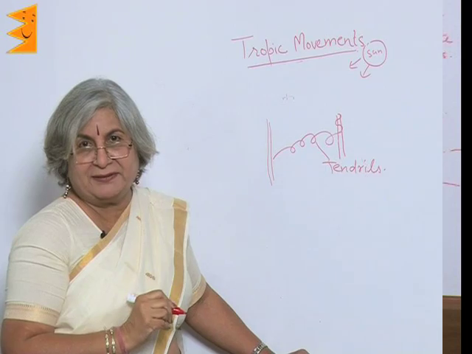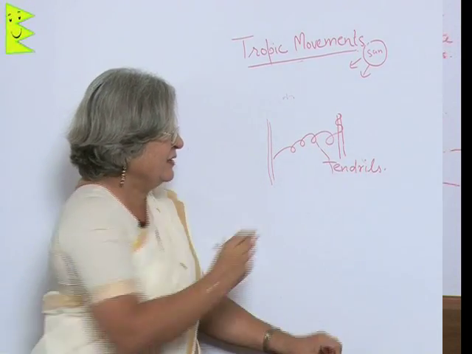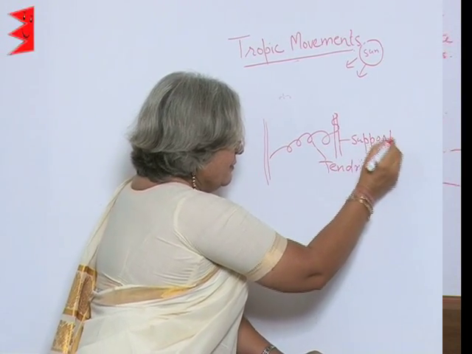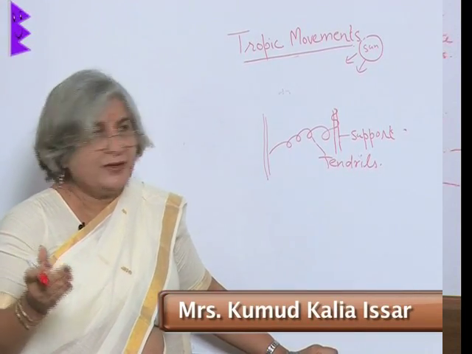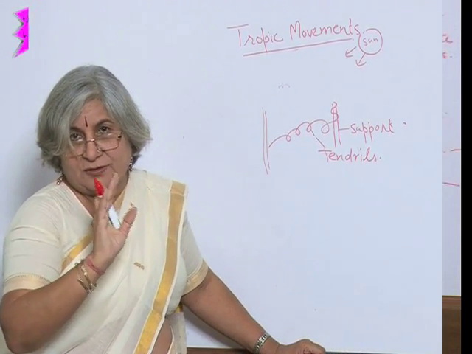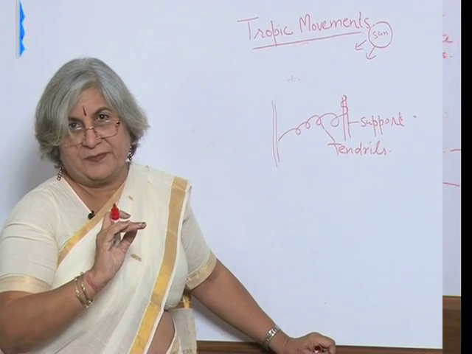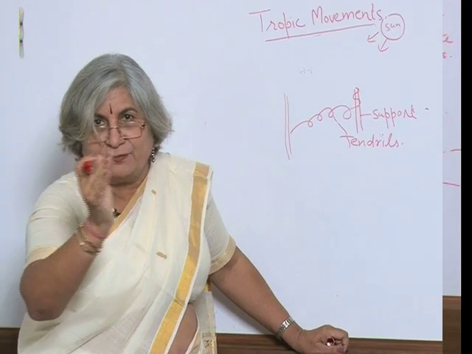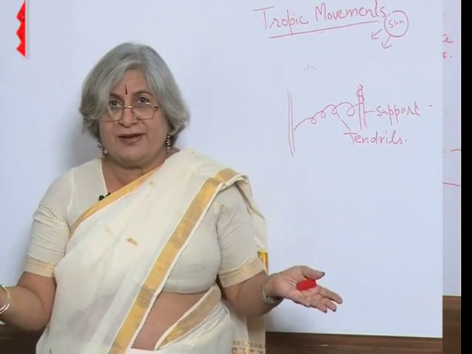How does that happen? The moment a tendril comes in contact with a support, the part which is touching the support starts growing rapidly, while the part which is away from the support, which has not got the stimulus of touch, grows slowly. As a result, the tendril bends and moves around the support, and it looks as if it's moving.